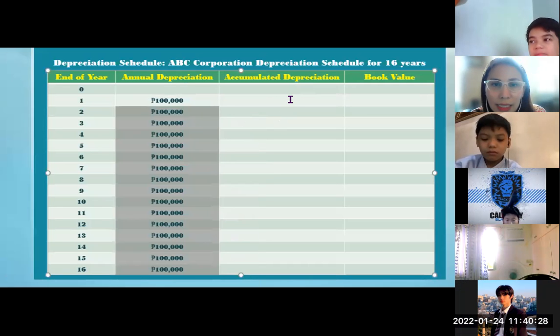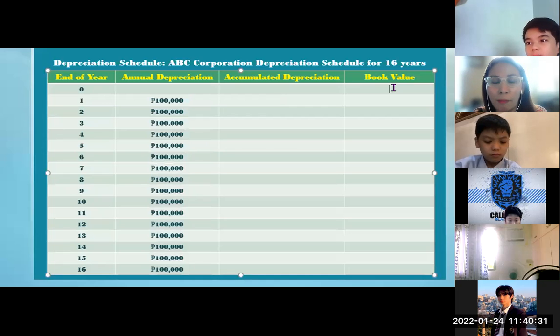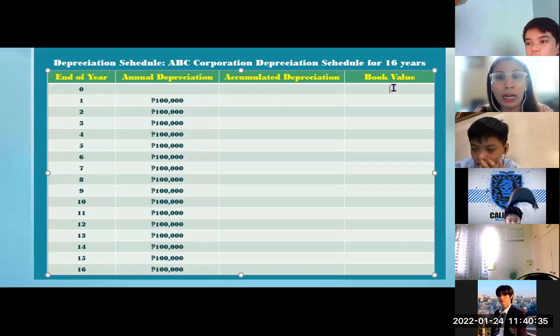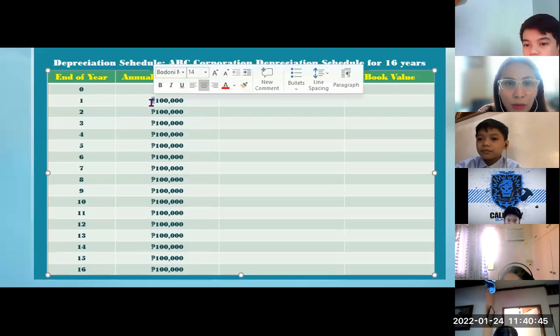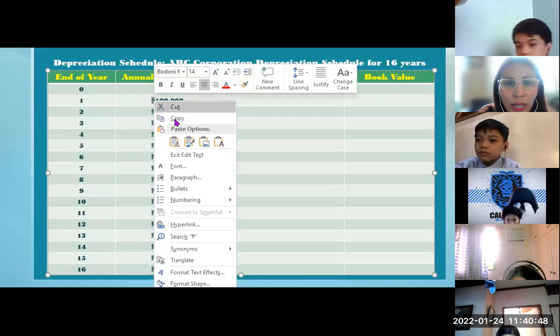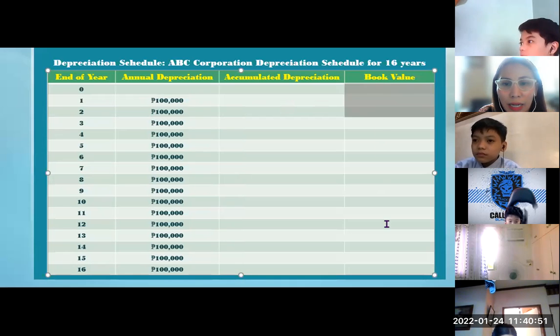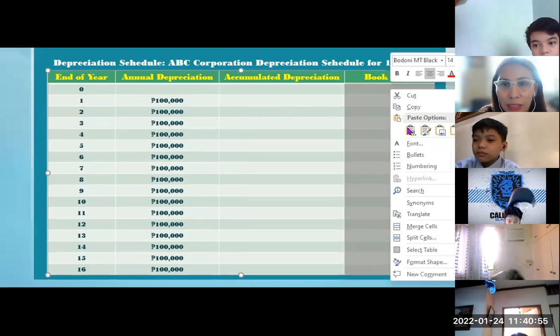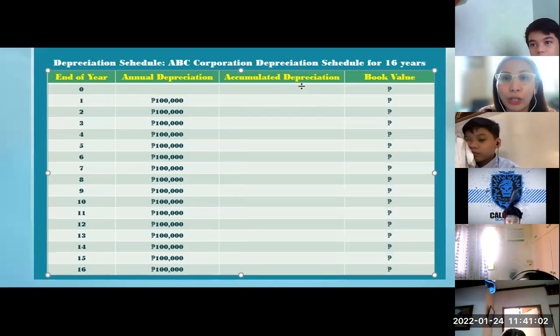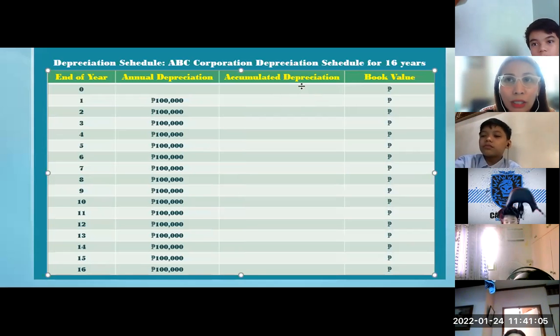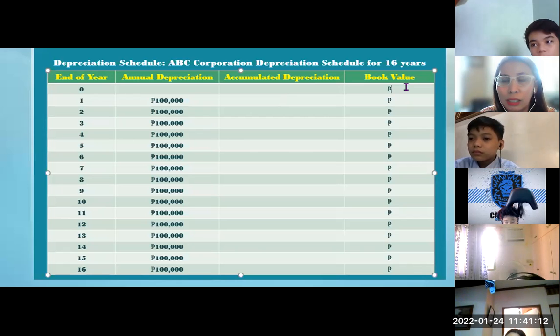Okay. Next. So let's start with the amount or the initial book value, which is how much? Mr. Jace, how much is our book value that is to be recorded? Ayan, lagyan lang natin. Hindi pa po. Yung unang-unang kailangan natin i-record, or yung unang amount na binili or value plus additional costs. What's the total cost of the machine?